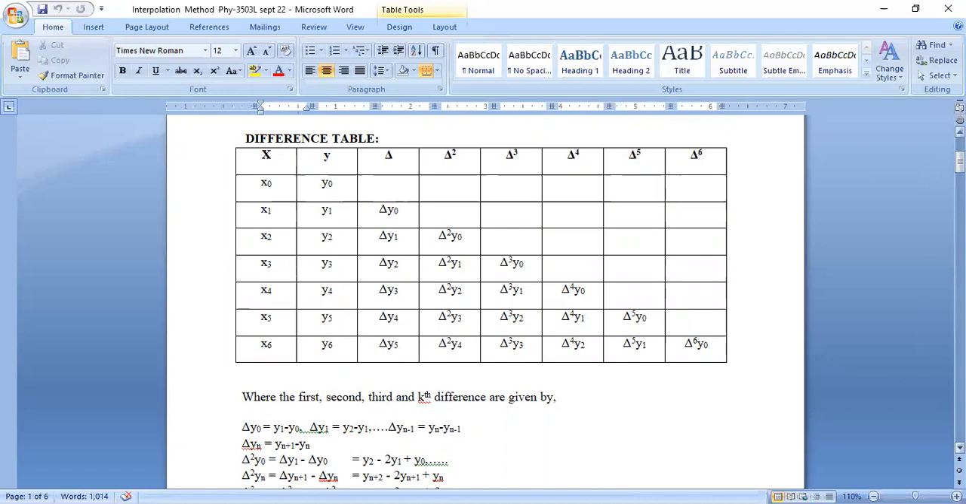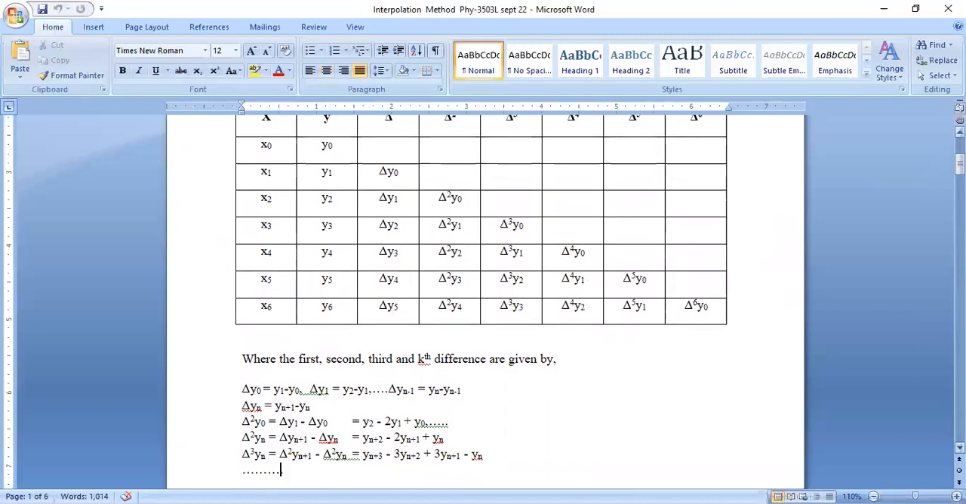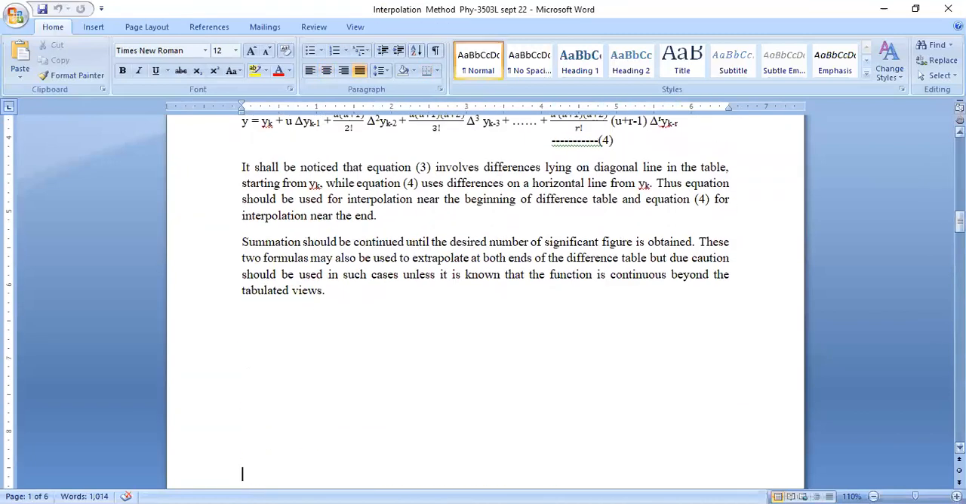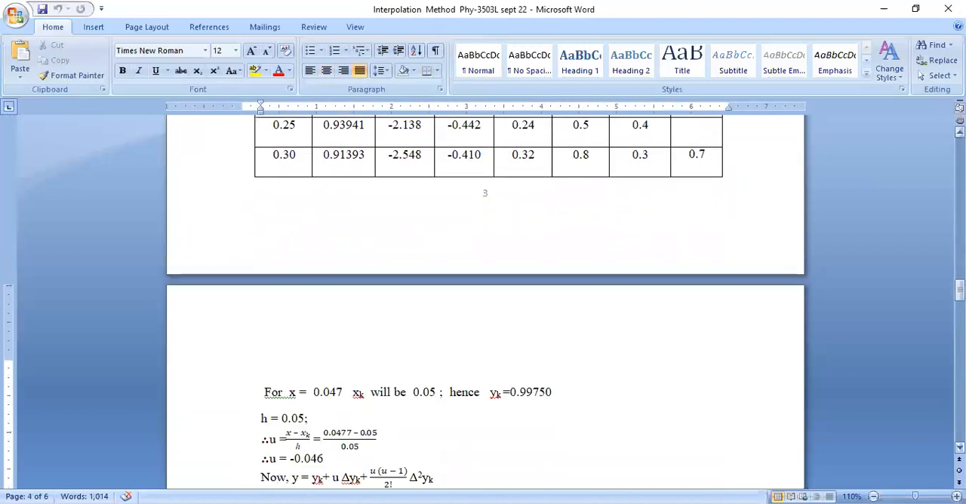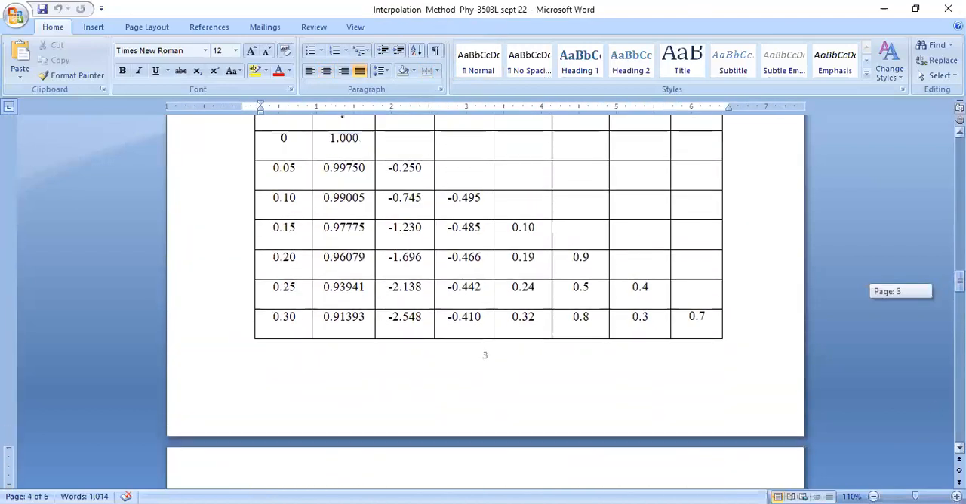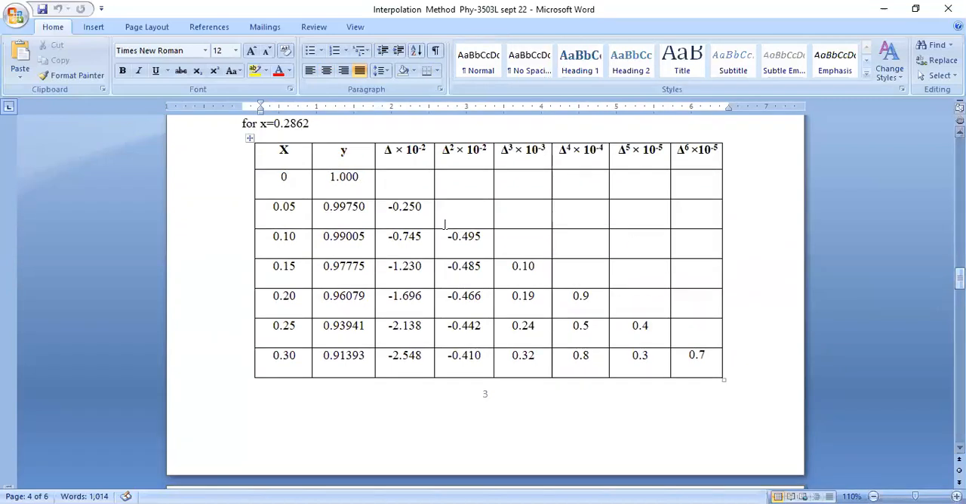So you see I have calculated this. Here I have calculated this table, and you can see I took care about the sign. This is y1 minus y0, right? Del y0 is y1 minus y0, which is 0.99750 minus 1.0. So you see there is a minus sign. You have to take care about the sign, right?